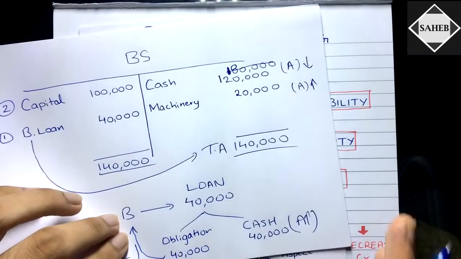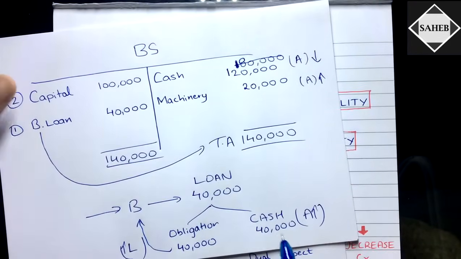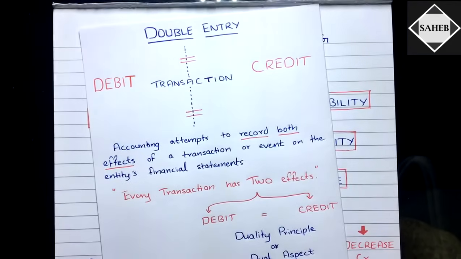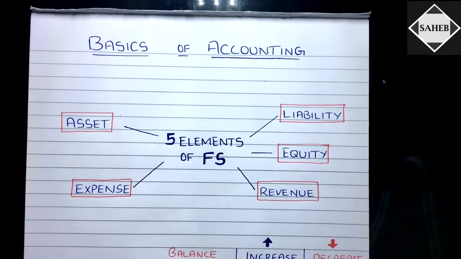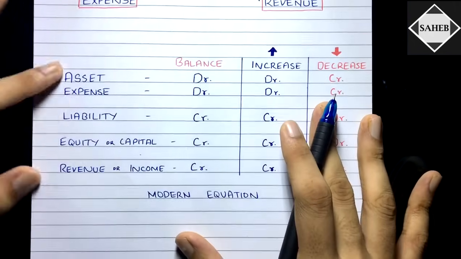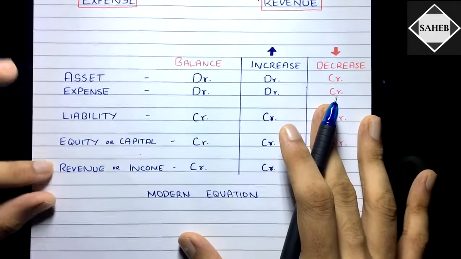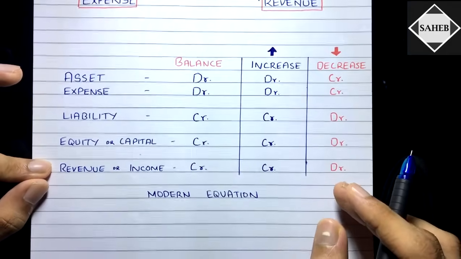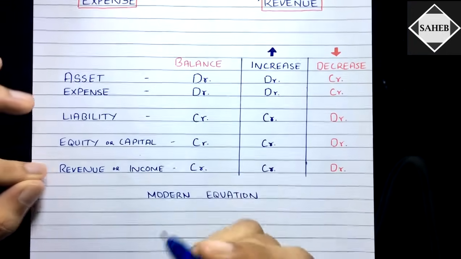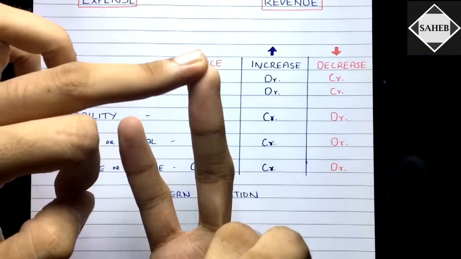Bank example, simple bank example. When you got a loan, money is coming in, liability is also being created. Simple as that. So, duality principle. Now let's see what kind of balances these 5 elements have. These are the 5 elements: asset, expense, liability, equity and revenue. So now you must know what kind of balances they have. It will help you to pass the journal entries as well as to do the ledger posting.